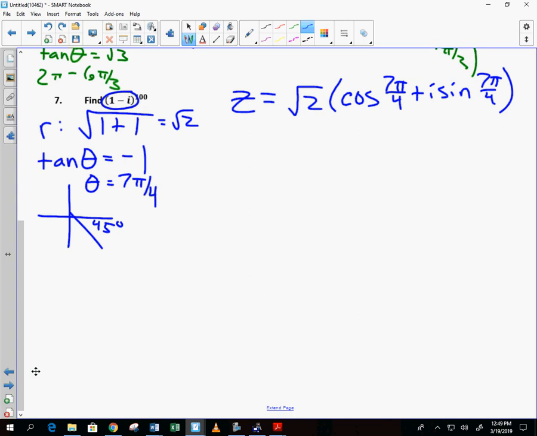Ooh, to the 100th. How am I going to do the square root of 2 to the 100th? 2 to the 1/2 to the 100th. Oh, good idea. Man, you guys are smart. Then what? Multiplied by 100.